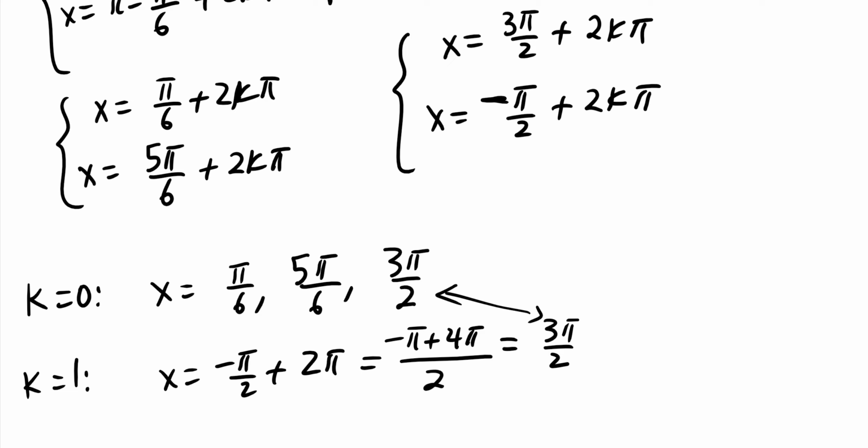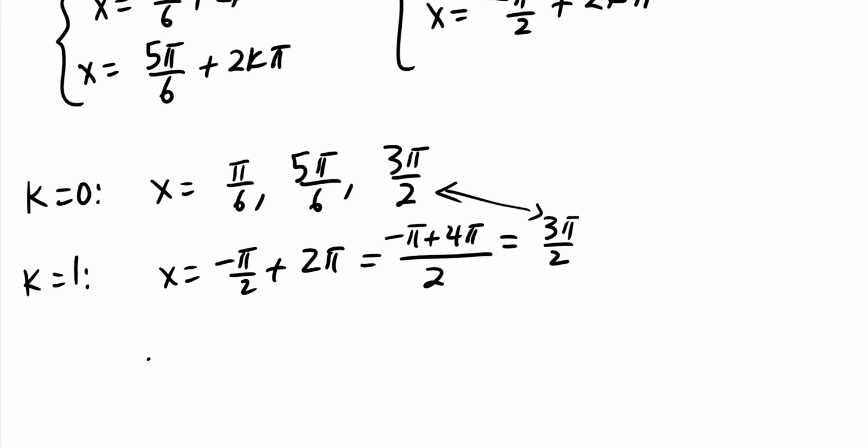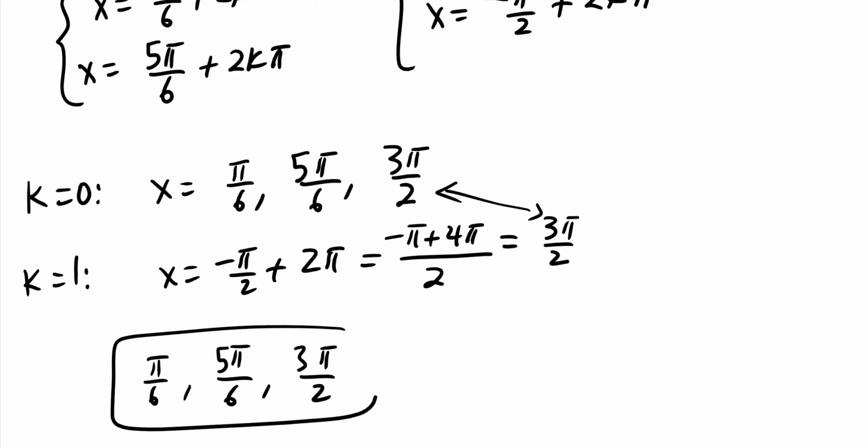If you take k equals 2, it will exceed 2 pi. Negative 1, it will be below 0. So there are only 3 values, pi over 6, 5 pi over 6, and 3 pi over 2. These are the 3 values we have.